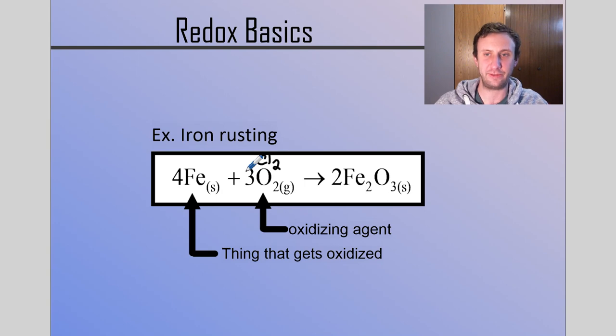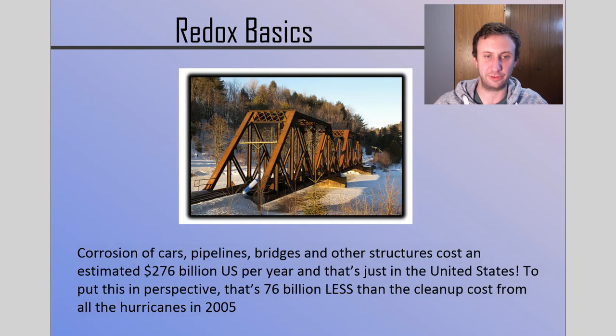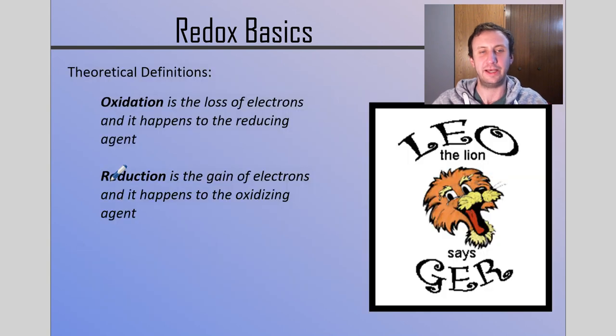Now let's get into the actual chemistry, the theoretical. No, let's not. Let's first talk about why this is important. Oxidation causes a massive cost to society. So corrosion of cars, pipelines, bridges, and other structures cost an estimated 276 billion US per year, and that's just in the United States. To put this in perspective, that's 76 billion less than the cleanup cost from all the hurricanes of 2005, and that includes Hurricane Katrina.